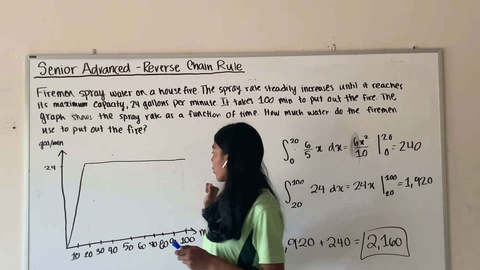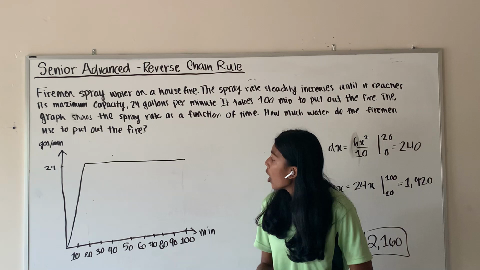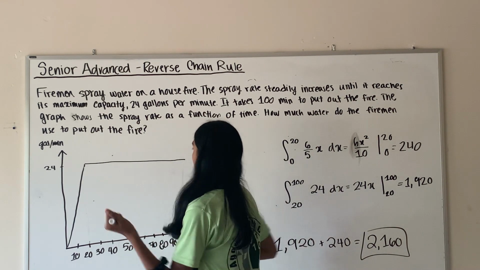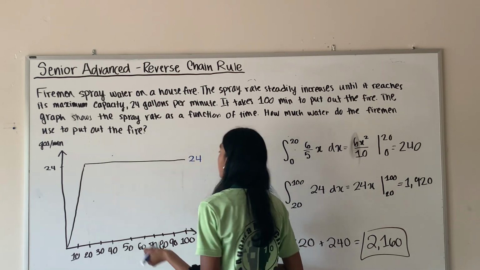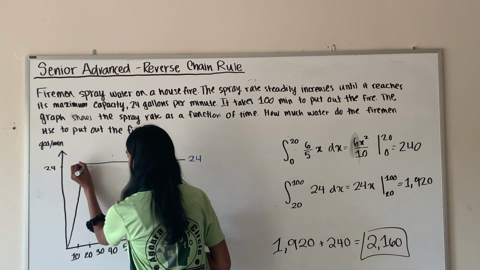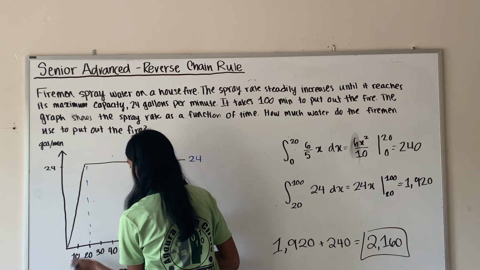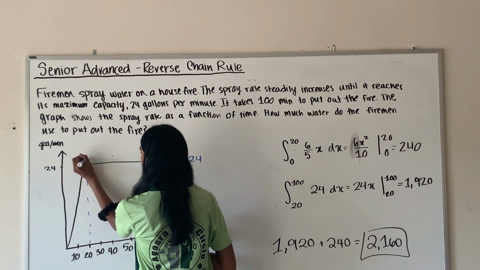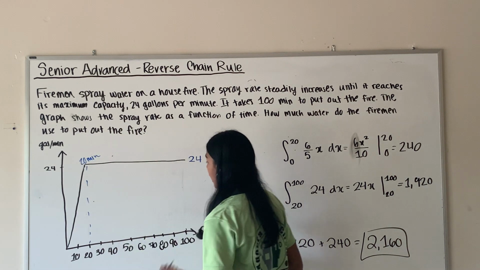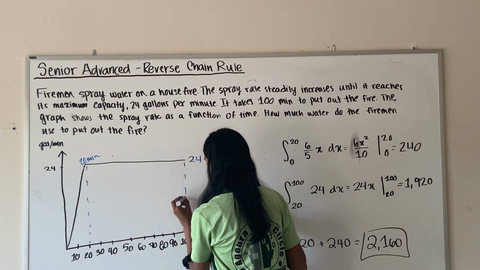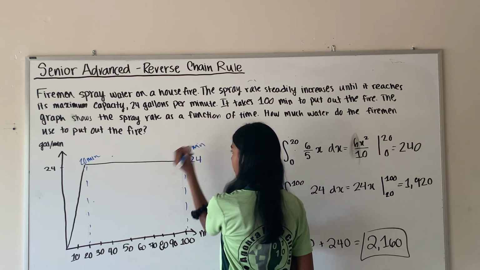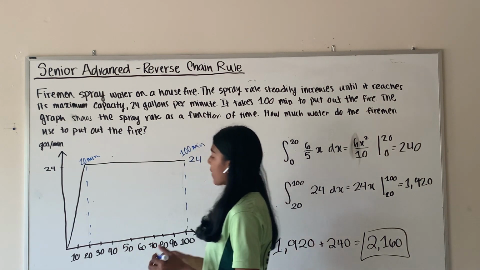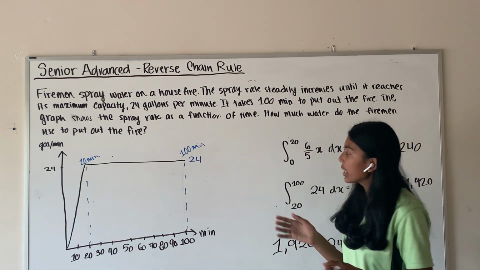So we have our little graph given to us, and we have our max here, which is going to be 24, so let's just write that again. And it's rising steadily up until the 20-minute mark. So we're going to write 20 minutes here. And we know that it takes them 100 minutes, so we're also going to add 100 minutes here. So how do we find this? Well, let's look at the graph a bit.